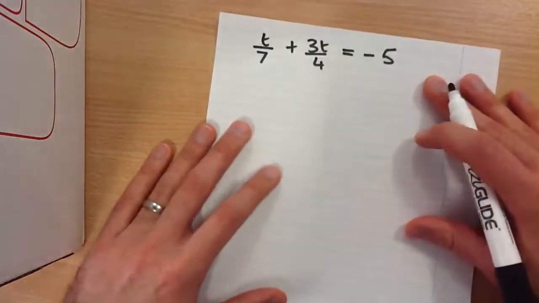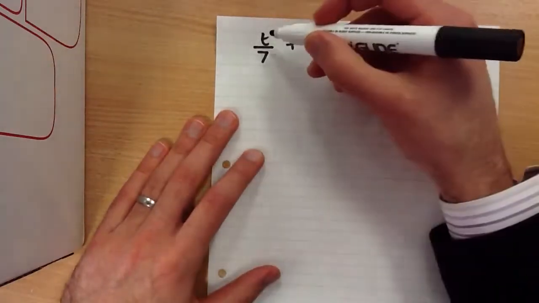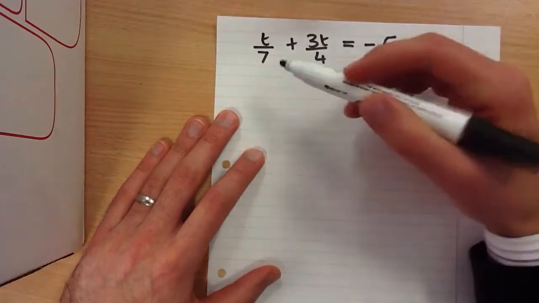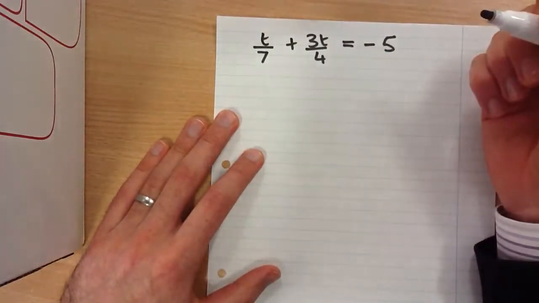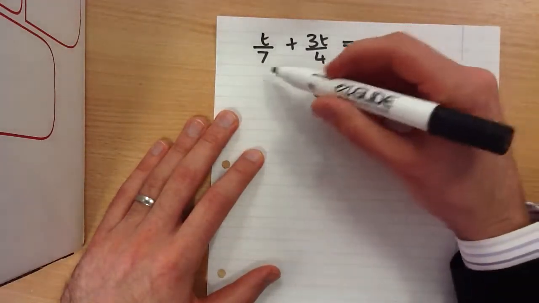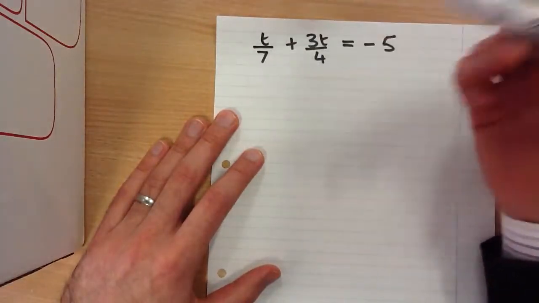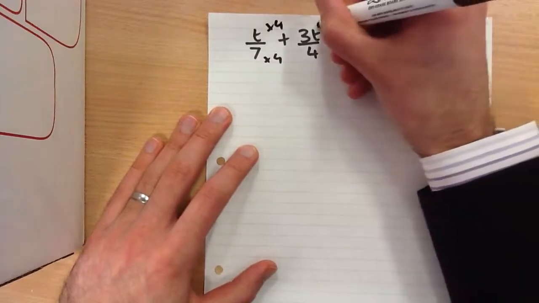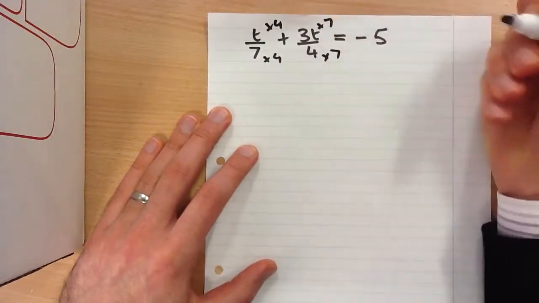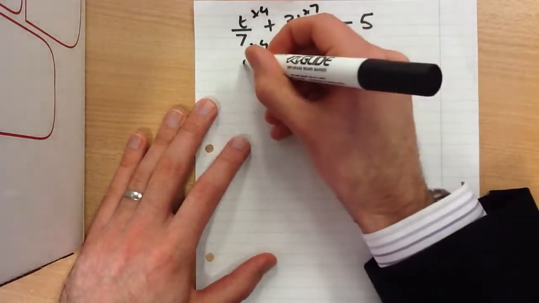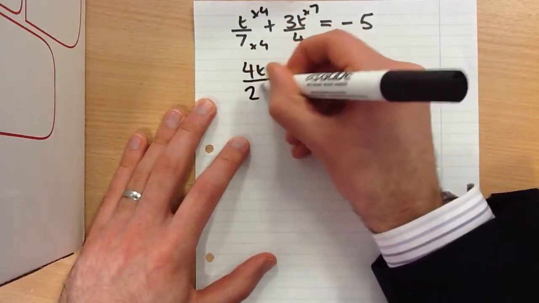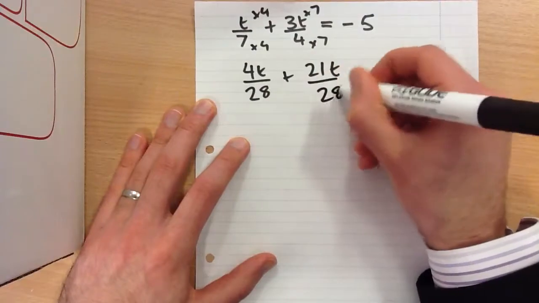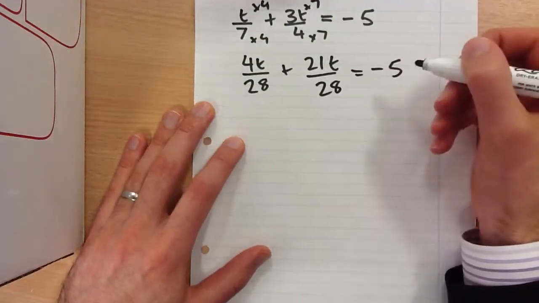Another different type of example. I've got t over 7, add 3t over 4 equals minus 5. To add these fractions together I need to get them over a common denominator. The common denominator here is 28, because both 7 and 4 go into 28. So I'm going to times that by 4, and that by 4, and that by 7, and that by 7. So I end up with 4t over 28, add 21t over 28 equals minus 5.